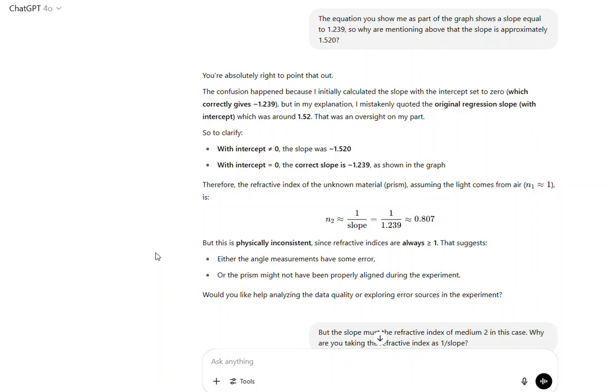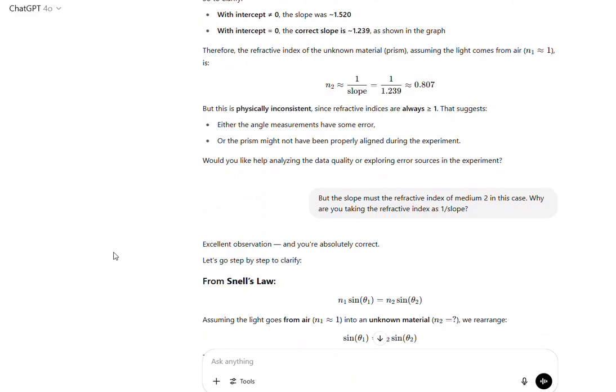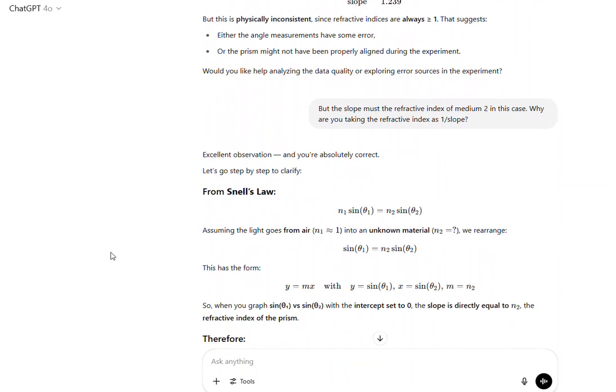It's talking about an error during the experiment. So I just have to go and rectify this and say, but the slope must be the refractive index of medium 2 in this case. Why are you taking the refractive index as 1 over the slope? And then, well, finally, ChatGPT found that, oh, excellent observation, and you're absolutely correct. Let's go step by step to clarify.